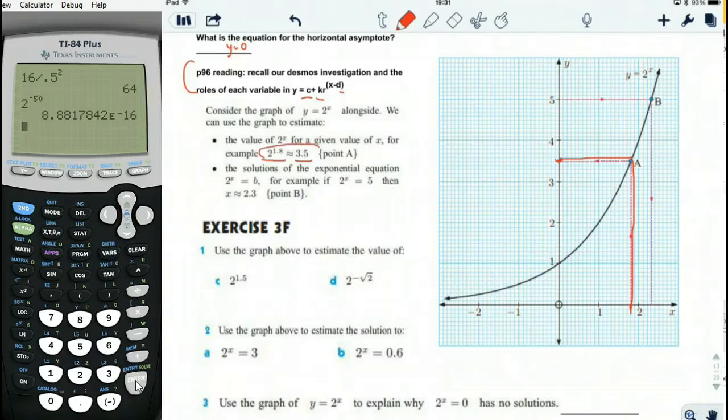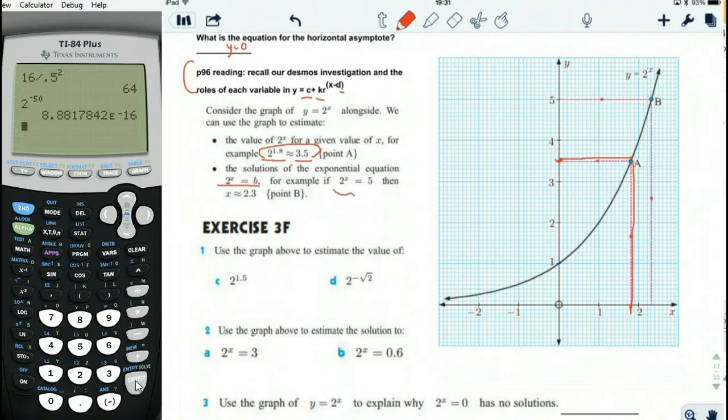So we just found the solution for 2 to the 1.8 by using the smooth graph of y equals 2 to the x. Now the solution to the exponential equation 2 to the x equals b. Remember, during the last section, 3e, we talked about graphing as a way of solving this equation where you have an unknown exponent equal to a number.